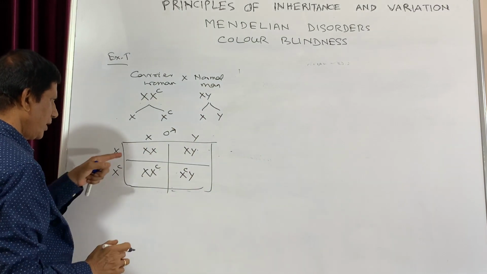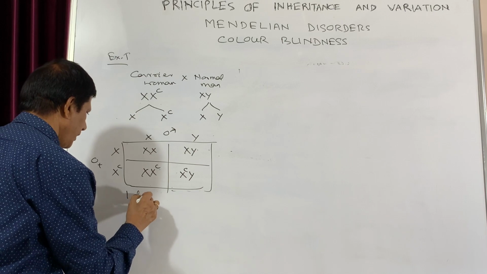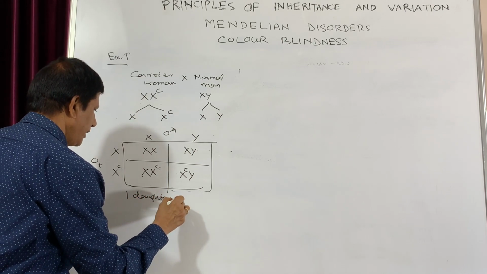Now what happens? This daughter, that means one daughter, is normal.